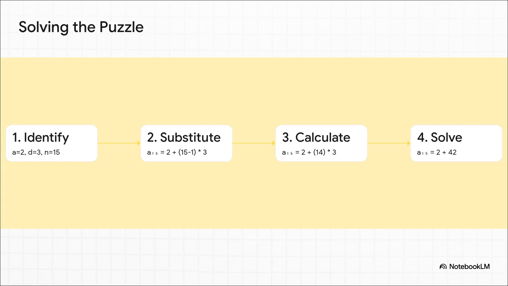We're going to take our starting number, 2, and add 14 steps, each one of size 3. A little bit of math later, and boom, 44. The 15th term is 44. See? No counting on our fingers, no writing out a long list. Just a super quick, clean answer. Now that is the power of having the right tool.